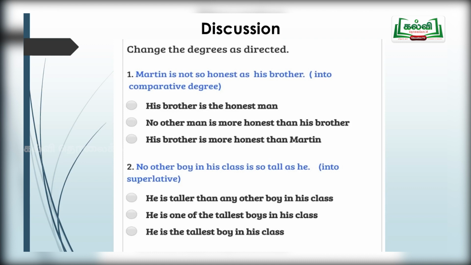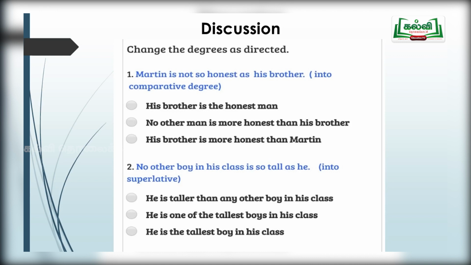Okay, see the second: No other boy in his class is so tall as he. Yes, very good students. From the sign word itself you understand it is rule 1, positive degree, because it starts with no other. What is the sign word of superlative degree in rule 1? It is only the plus est.